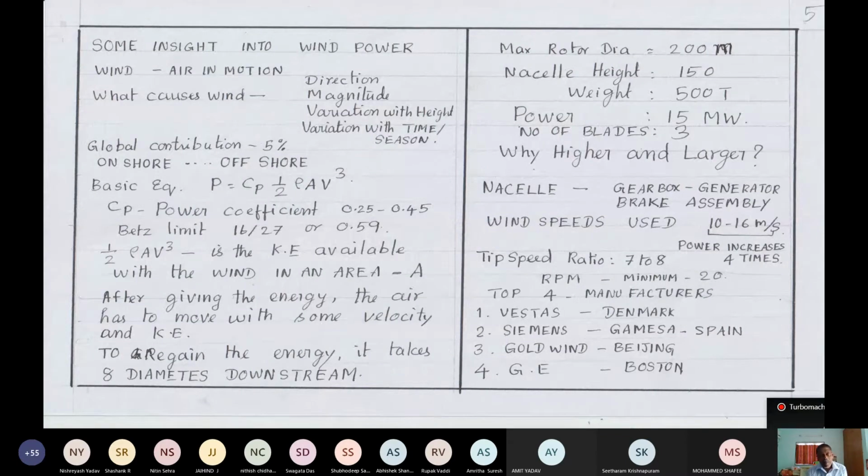So wind also, in many cases it is like that, but there may be some regularity because wind turbines are kept in places where there is a regular wind. But over that, there may be some unusual happenings. Hurricanes are there, cyclones are there. That time the wind pattern will change. The global contribution of wind energy, it's mentioned, is around 5%. It's a very large amount.